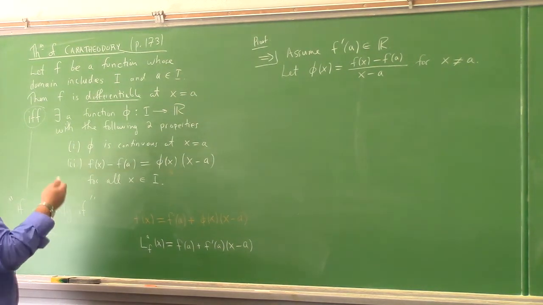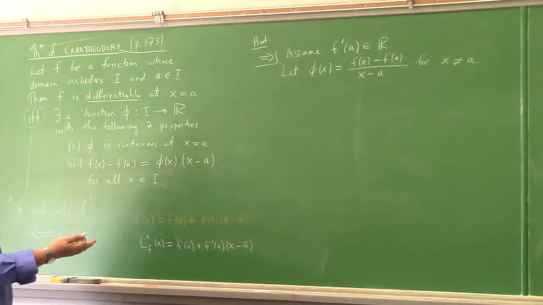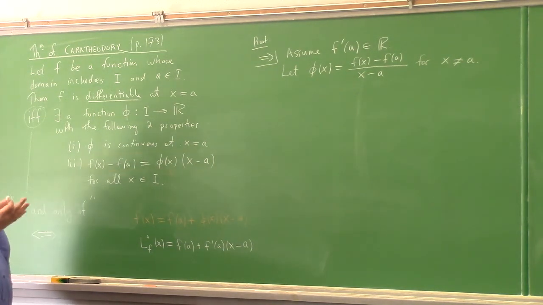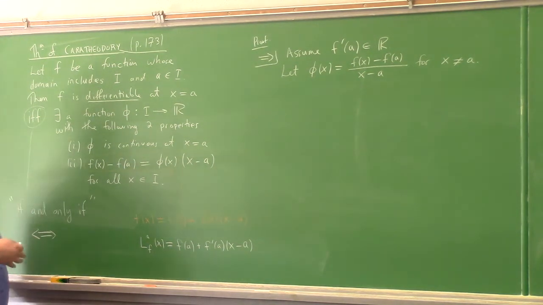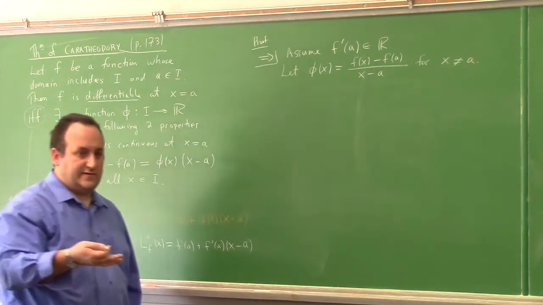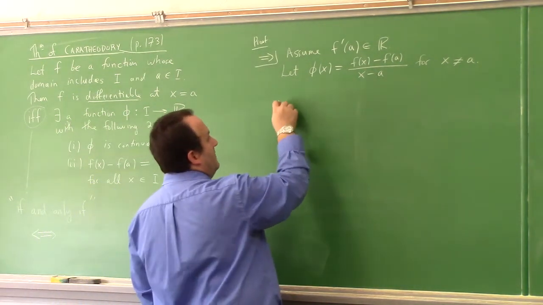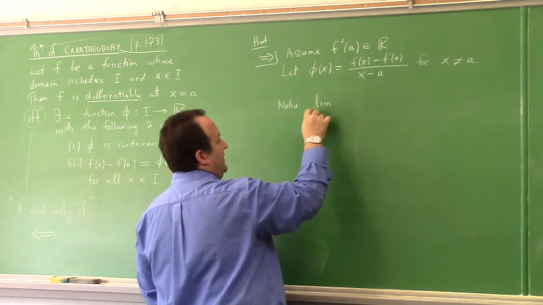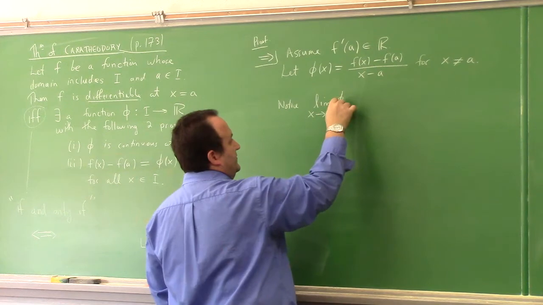Now, if I want to prove this theorem, I now need to show that this function phi I'm making up has to satisfy what? Property 1 and property 2. So let's look at property 1. Why is phi continuous at a? Can you guys tell me? What's the limit as x goes to a of phi of x equal to?